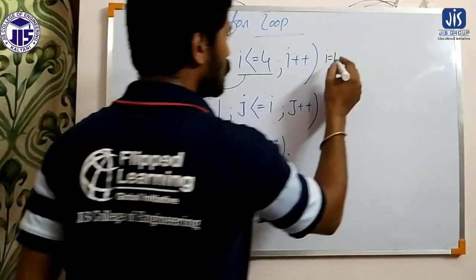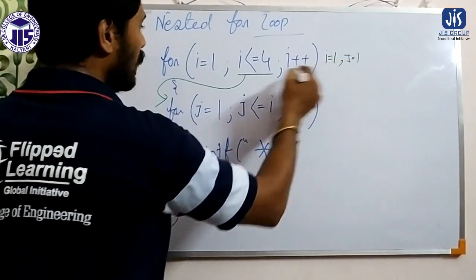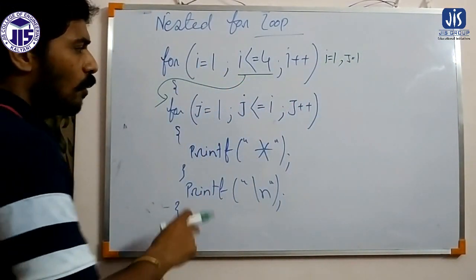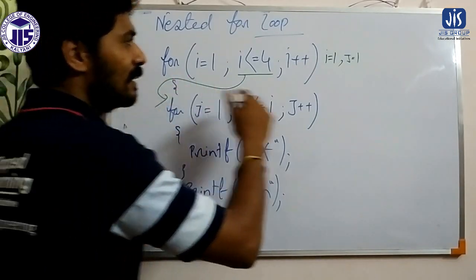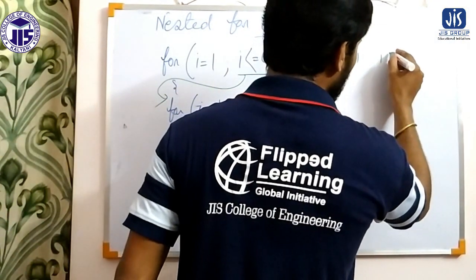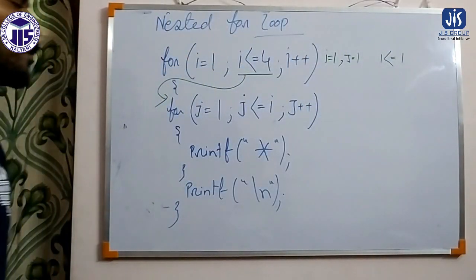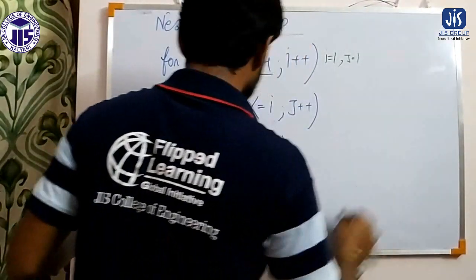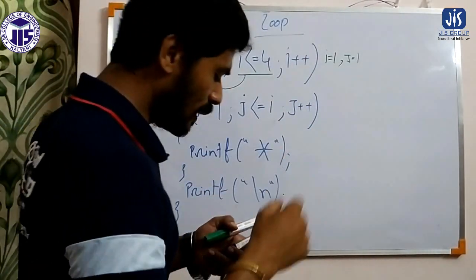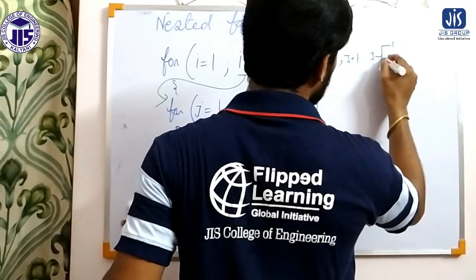Now what is the value of j? That is equal to 1. So the value of i is 1 and the value of j is 1. What is the condition? j less than equals to i. That means j, that is 1, less than equals to i, that is also 1. So if you consider the initial value of j and what will be the end value of j: the initial value is 1, the end value is 1.